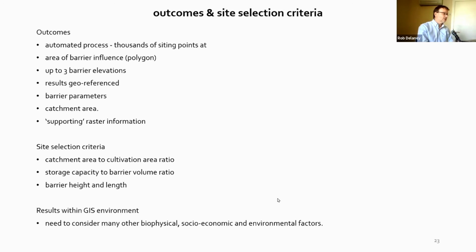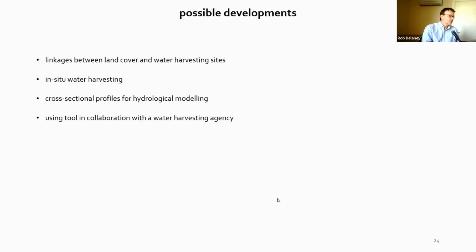It calculates the catchment area, and the supporting raster information such as NDVI. Then we can use criteria such as the catchment area to cultivation area ratio, storage capacity to barrier volume ratio, and barrier height and length. These are the things we could use to say whether it's a site that's worth investigating. And the results are all within a GIS environment, so we can consider the other biophysical, social, economic, and environmental factors to make a full decision.